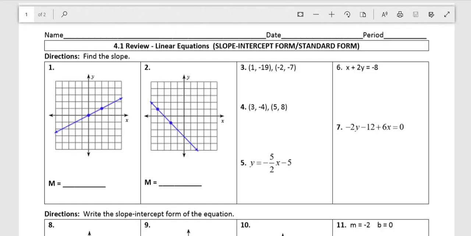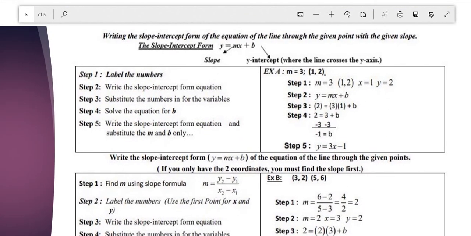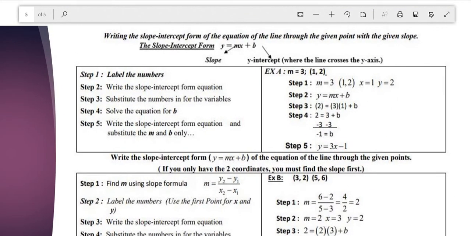Now, let's go back just a second. Right here, this will show you how to write the slope-intercept form of the equation of a line through the given point with the given slope. You're going to use this right here: y equals mx plus b. So when I look at this, I see that my slope is the m, my y-intercept is at b. So here are the steps over here on the side.